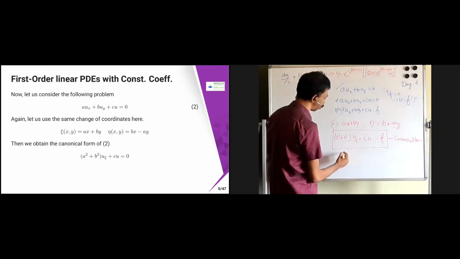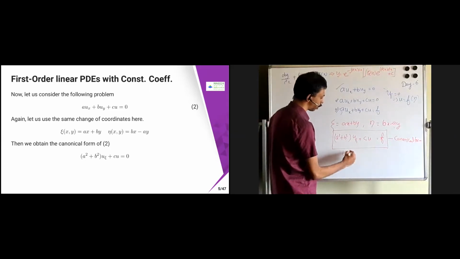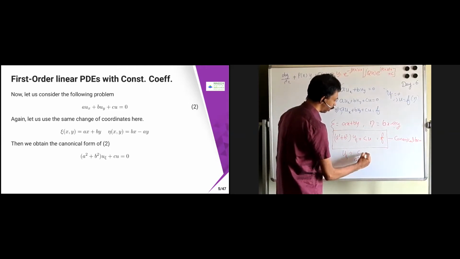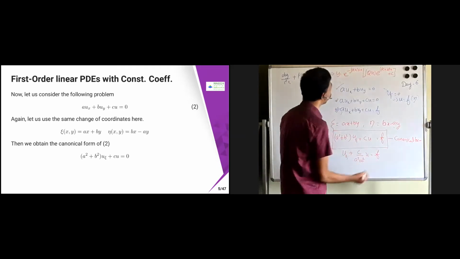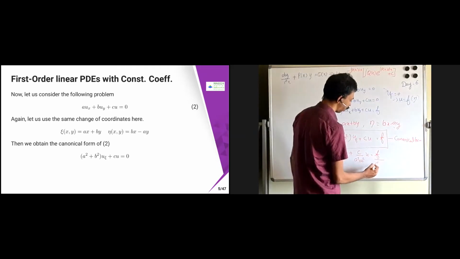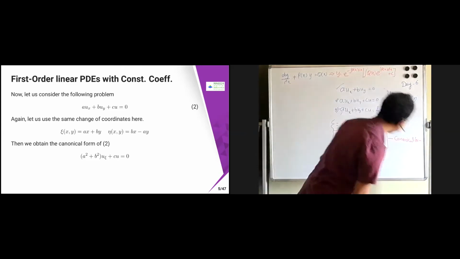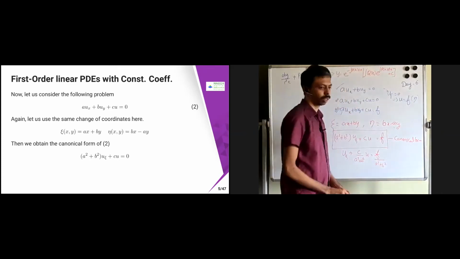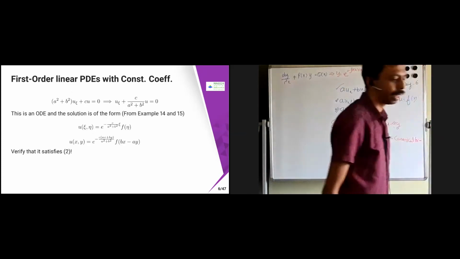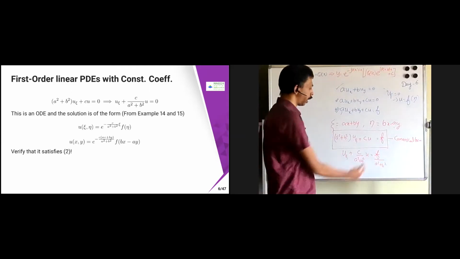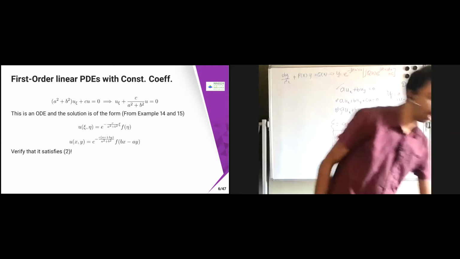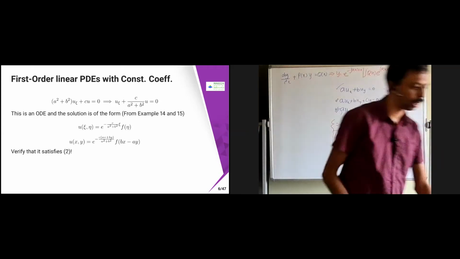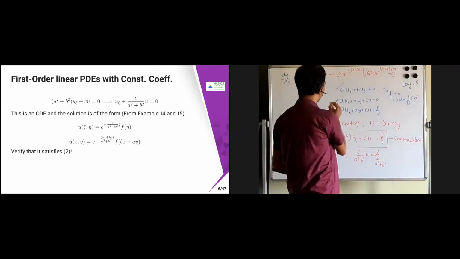So I can just rewrite this one in this form. Since a square plus b square is not equal to 0, I can just rewrite that as u_chi plus c by (a square plus b square) into u equal to f by (a square plus b square). Here everything is constant, so here I can just put f of eta or whatever I want. So we try to solve this one first. Let's solve the second one.